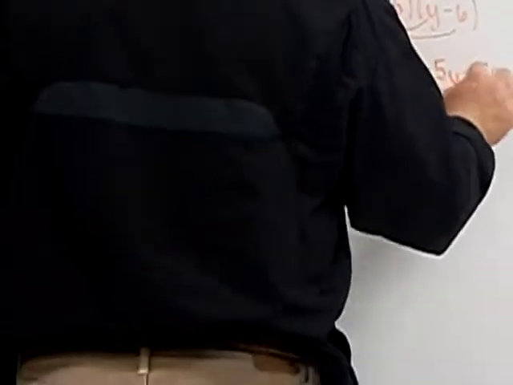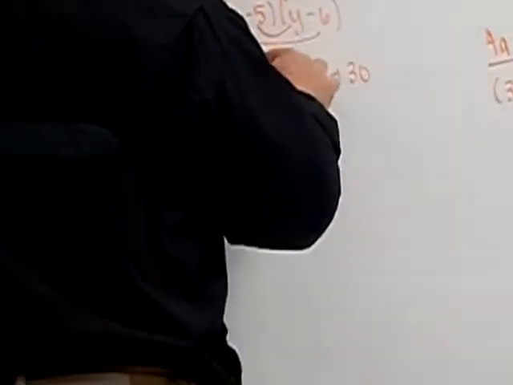Now, I've got like terms with negative 12y and negative 5y. Same signs, add, keep the sign. 2y squared stays 2y squared. Negative 12 minus 5 is negative 17y, and then plus 30.